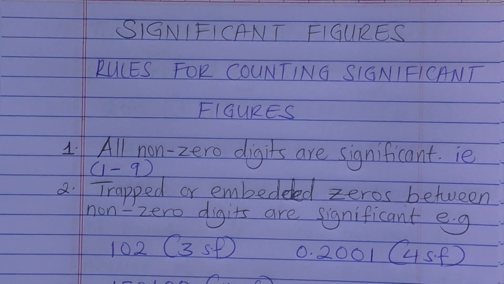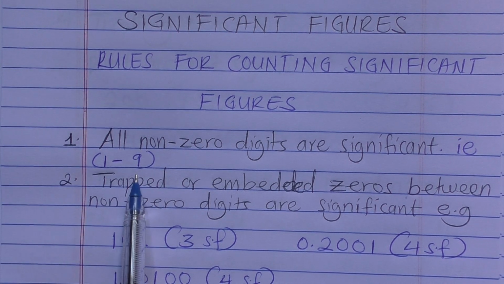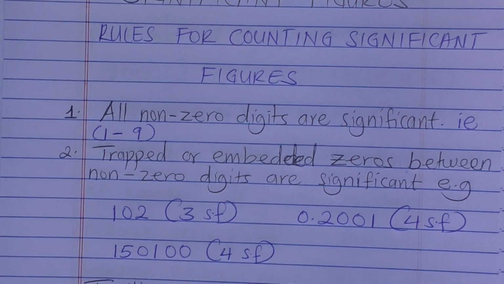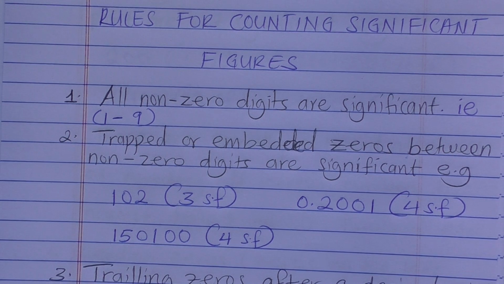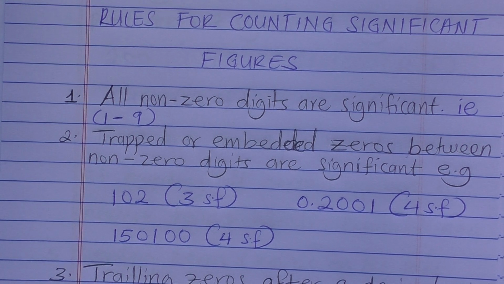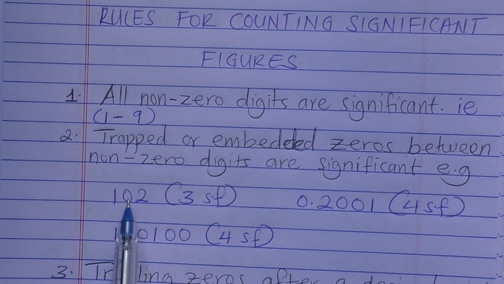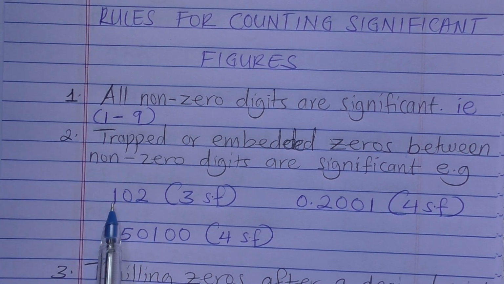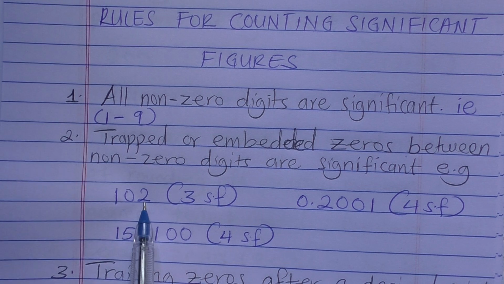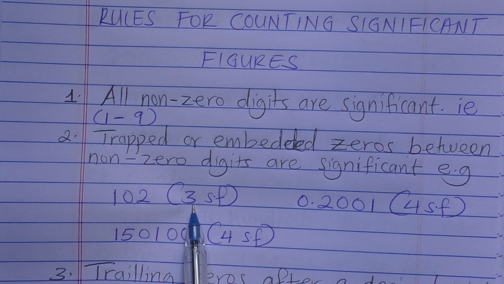Rule number 1 says all the non-zero digits are significant. That is, from 1 to 9 are all significant. Number 2 says the trapped or embedded zeros, embedded between the non-zero digits, are also considered significant. For example, if we have 102, the zero is between the non-zero digits, so it is taken to be significant. And therefore, this figure has 3 significant figures.